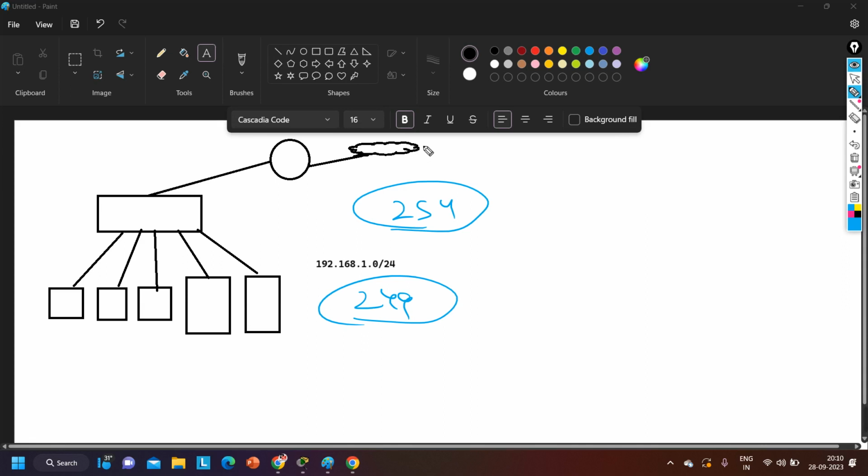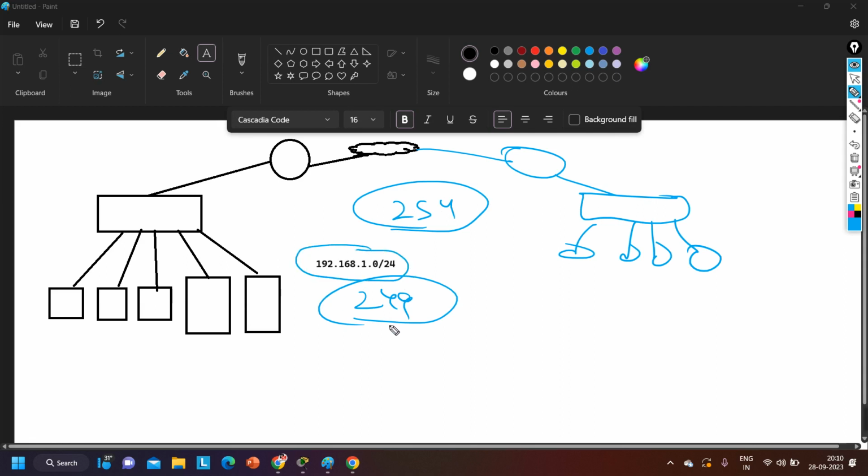And let's say with the same ISP, I have one other organization here. In this organization also we have 5 computers. So here I cannot use IP addresses from this network because I have wasted them. We cannot use them in the same organization, right? There will be a conflict. So that's why we need to reduce the wastage.